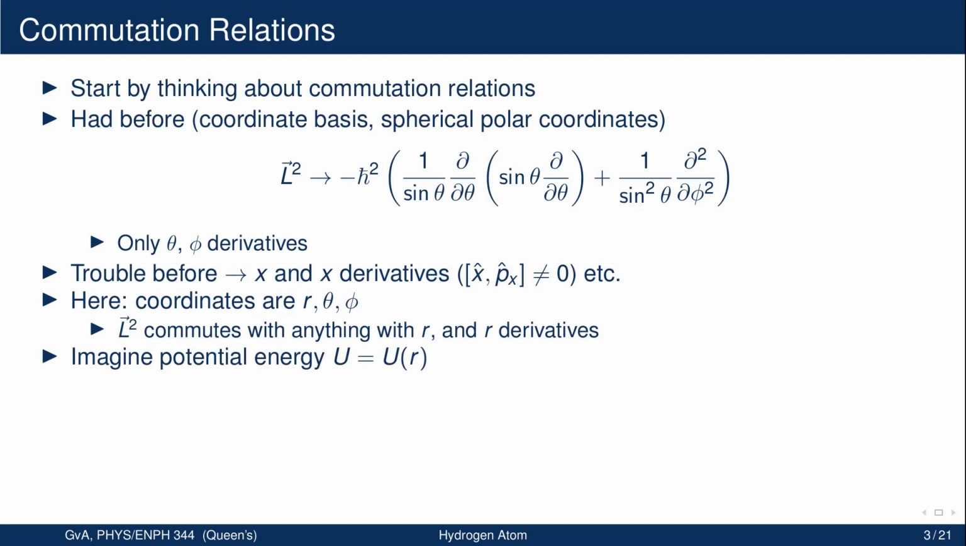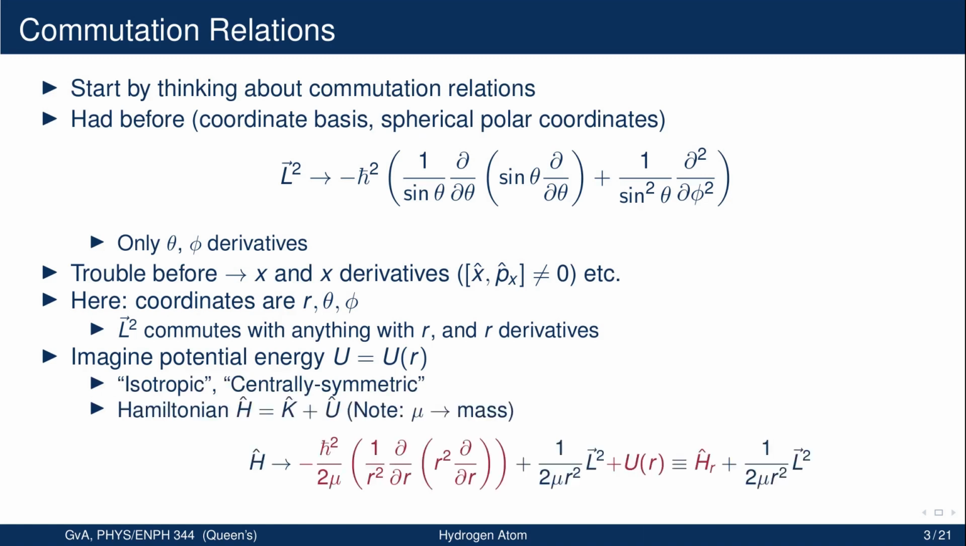What that means is if we had a potential energy u, which was a function only of the radial coordinate, people sometimes refer to this as an isotropic or centrally symmetric potential, we could write the form of the Hamiltonian for a problem that looks like that. In this form here, we have some terms that I've highlighted in red that involve only radial parts, and then the blue part here involves the total angular momentum operator.